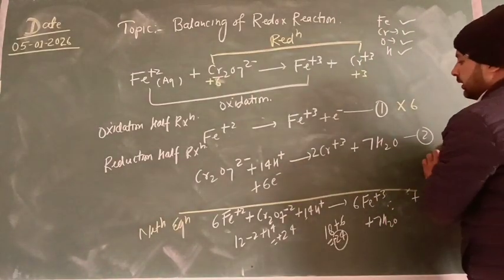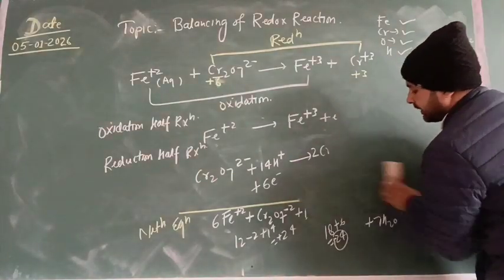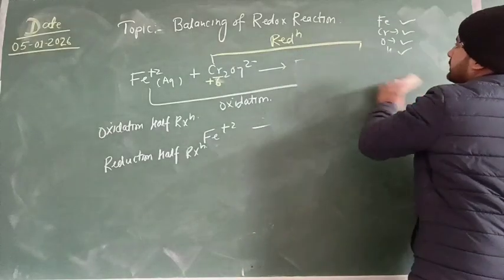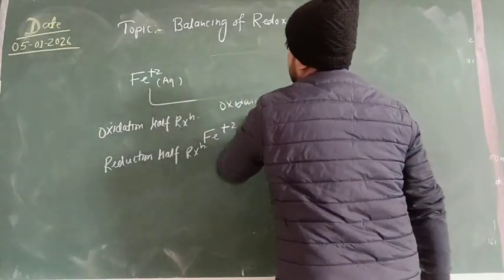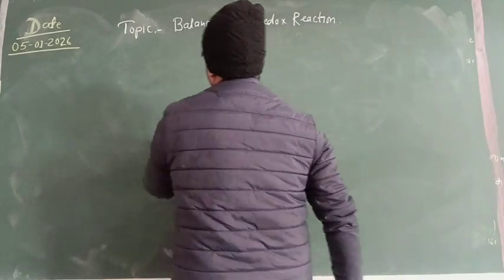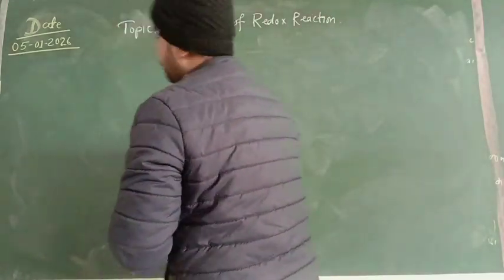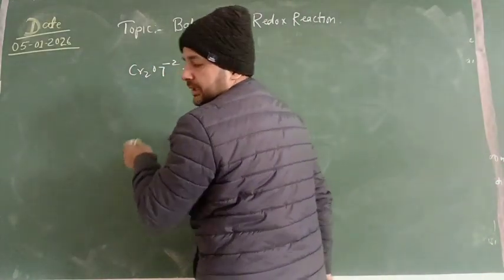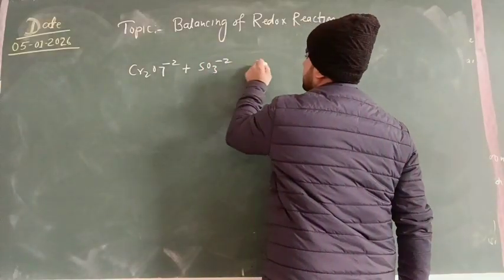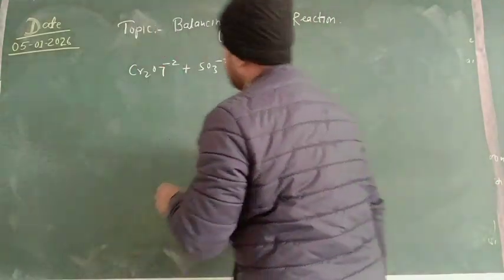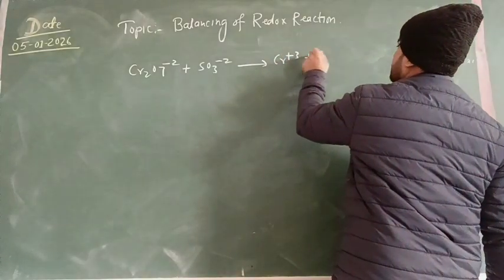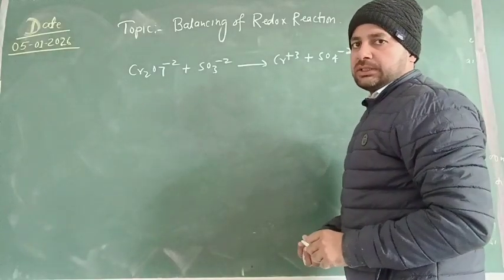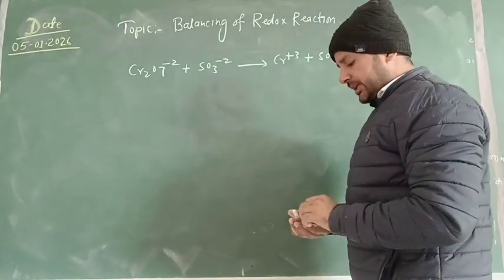Okay. So we will take another example where we can understand how to balance a redox reaction again. Our second example is the dichromate ion Cr2O7 2-, and SO3 2-, which change into Cr 3+ and SO4 2-. Okay. So what do we have to do? First we have to find out where oxidation is happening and where reduction is happening.